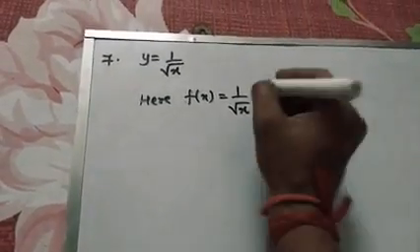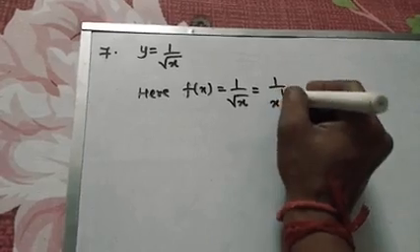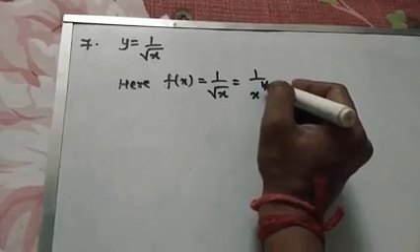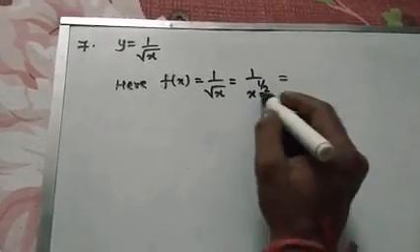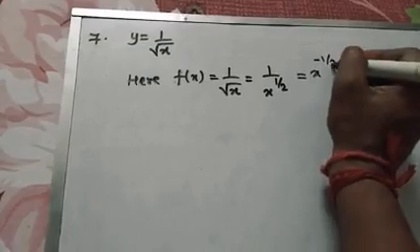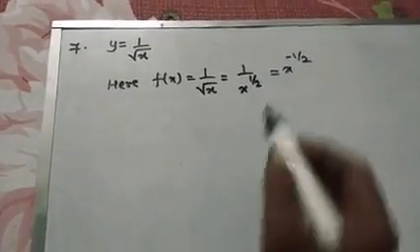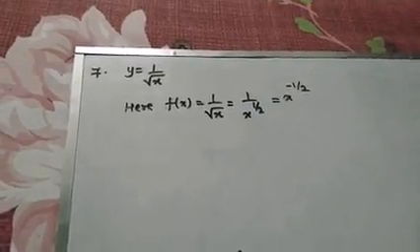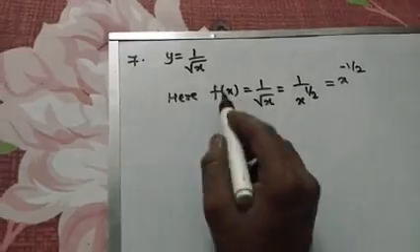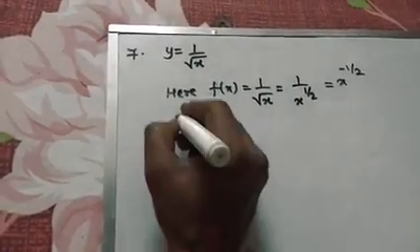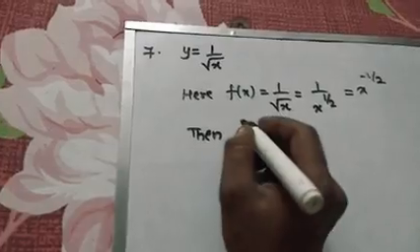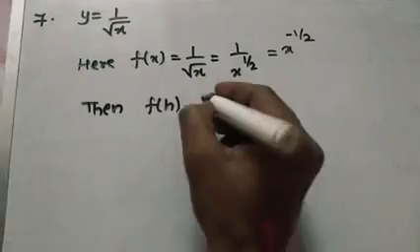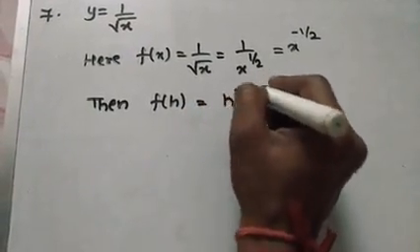Root x means what is the power of x? X power is half. Now this power goes from denominator to numerator. We know that the sign changes in the power, it becomes minus half, because as the power goes from denominator to numerator, the power sign changes to minus. So f of x is here x to the power minus half. Then what will be your f of h? H to the power minus half.